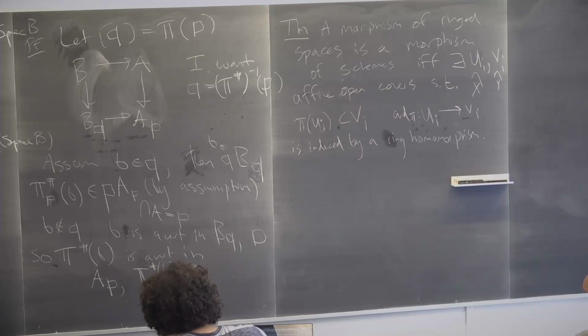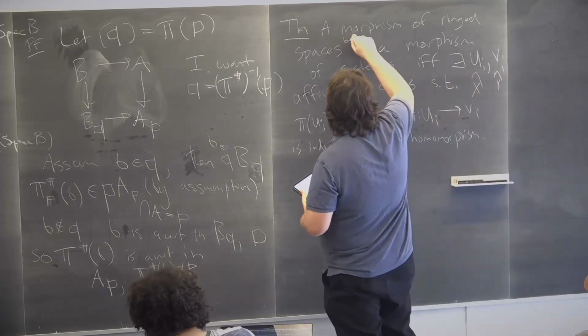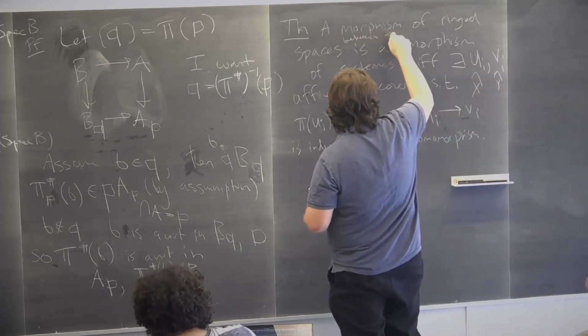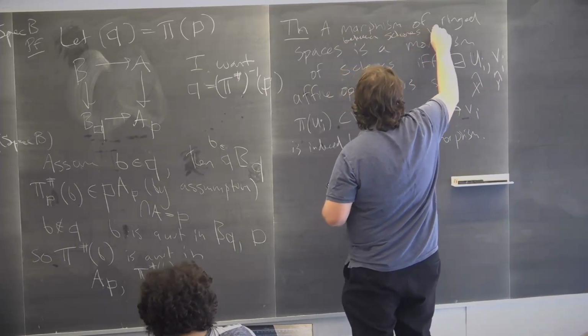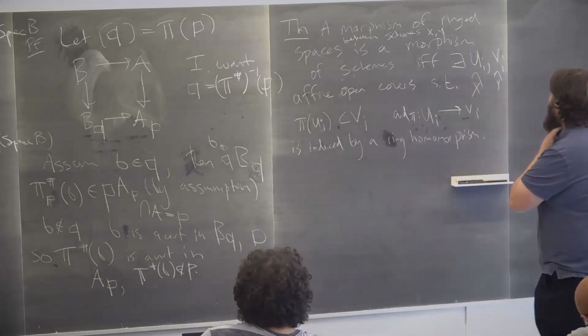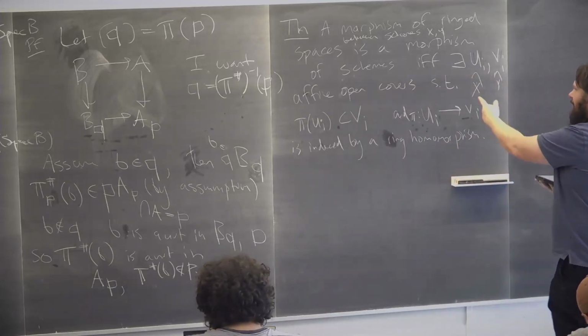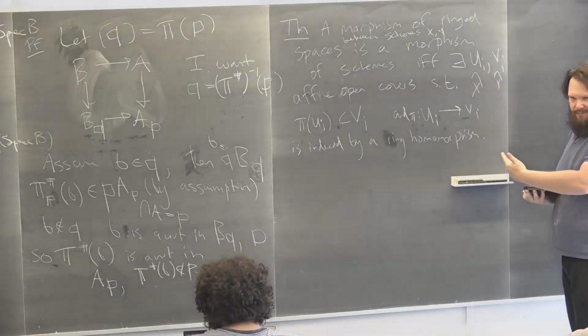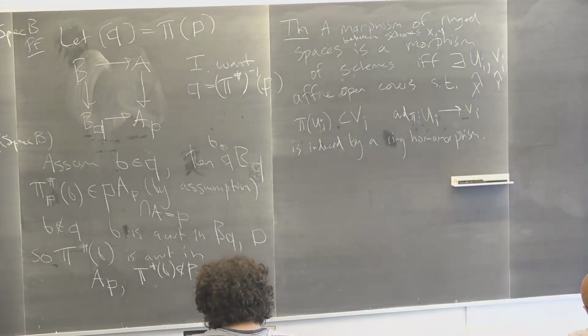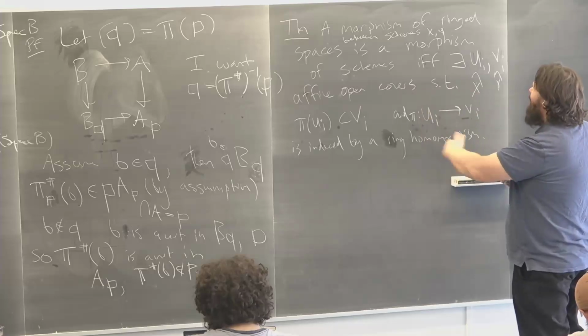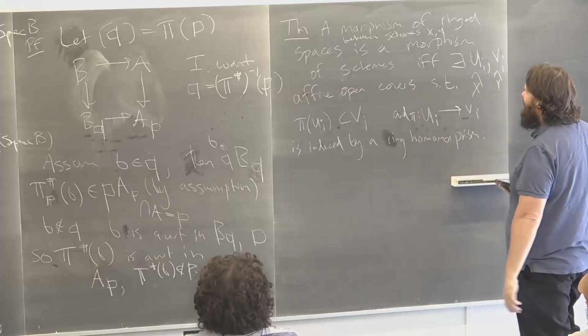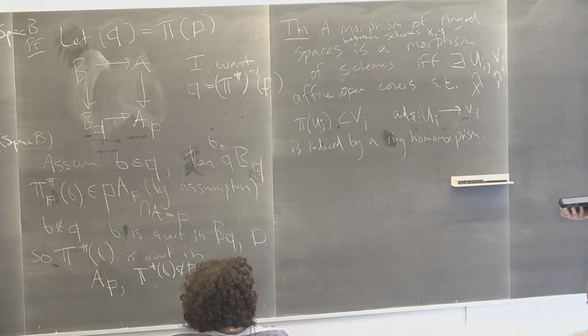Yes, sorry, I should have said between schemes. And of course, if you read this, this condition implies that X and Y are schemes. If I tried to apply this to ring spaces which weren't schemes, I would just find, oh yes, they're not schemes, so it's not a morphism of schemes. All right, any other questions?